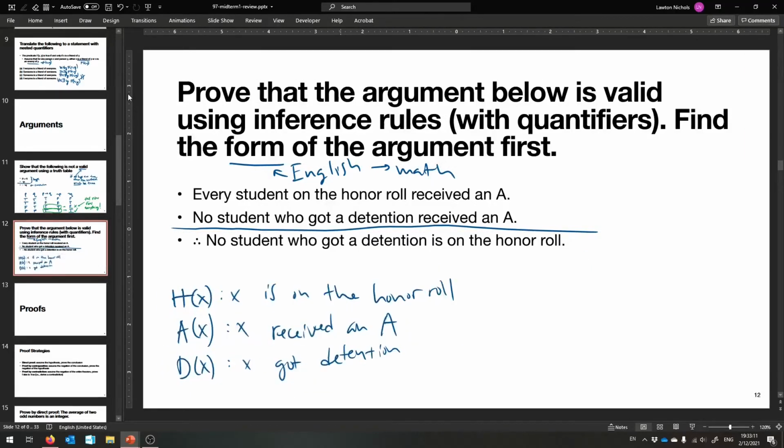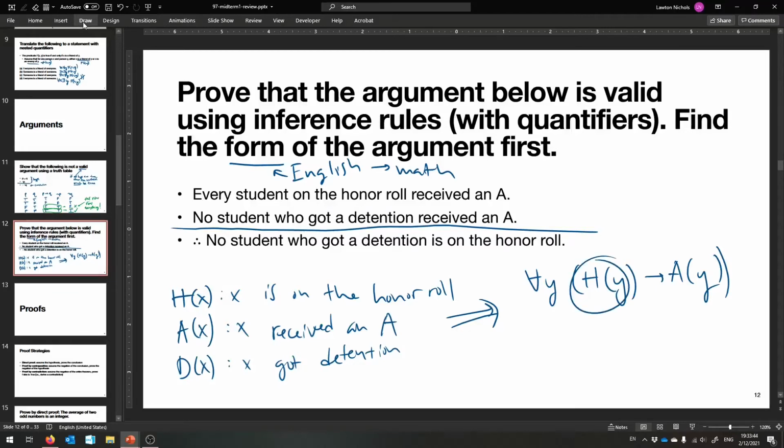So now I want to use these to find the form of the argument. So let's translate it over here with a big arrow maybe. So every student on the honor roll received an A. That is screaming for all, I hope you see. For all x, and it could be anything, so let's call it y over here. For all y, every student y, if that student was on the honor roll, then they received an A. Do you see how I'm translating that? It is a bit of an art, but it should make sense. Every student who's on the honor roll received an A. So if you're on the honor roll, then you must have received an A. That's the idea. It's implication.